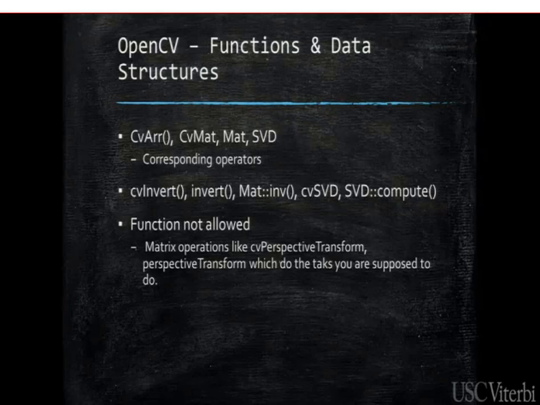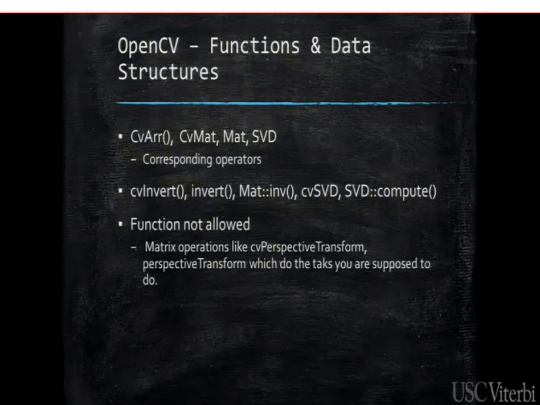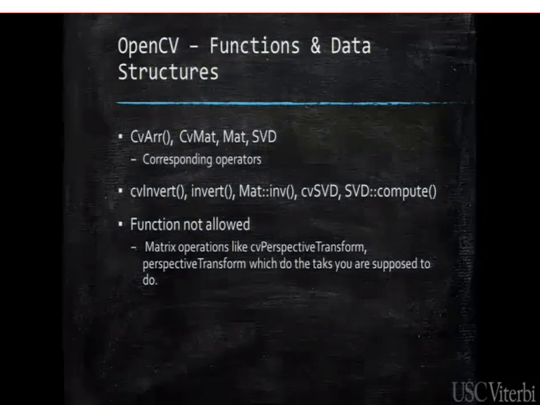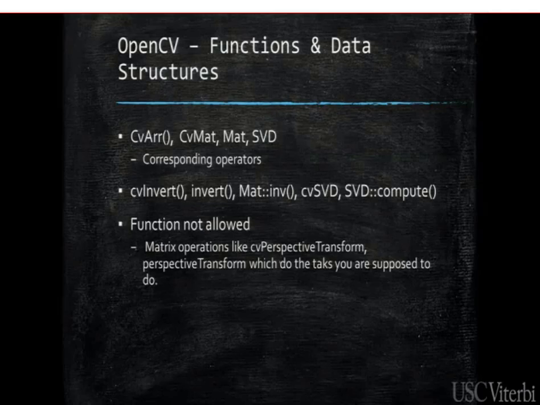So you're not allowed to use any other functions like perspective transform. It does the same thing that you're going to do. You're going to do perspective transform as such in problem 1, where you're transforming the image into various sizes and shapes. So you're not allowed to use perspective transform. You have to write your own code for that. All you can use is cvInvert. These are the functions. These are the classes.